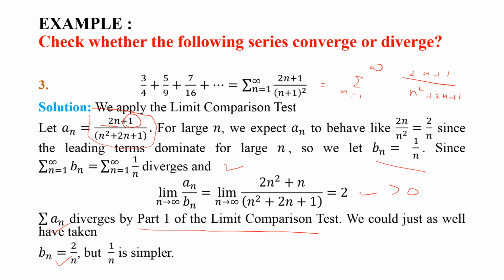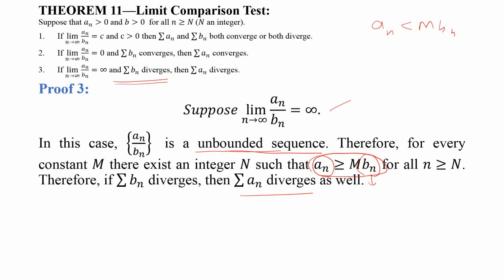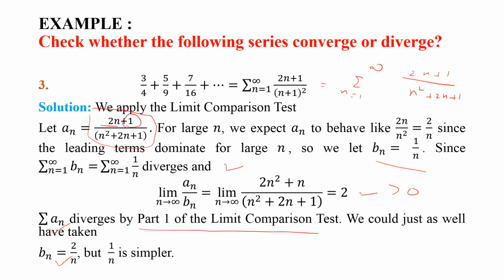And what does this state? Let's see. So here we go. Part 1 states that if this limit is equal to c, where c is greater than 0, then sigma an and sigma bn both converge or both diverge. So if one of them is converging, then the other is also converging. If one of them is diverging, then the other is also diverging. In our case, one of them was divergent, which is 1 over n. So this concludes that the given series is also divergent.